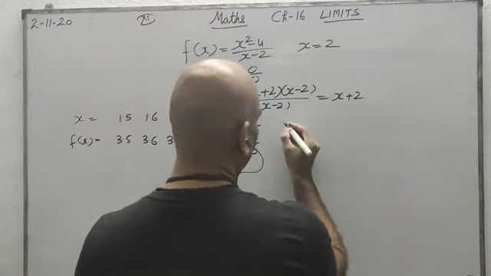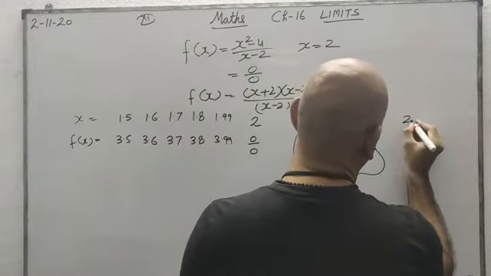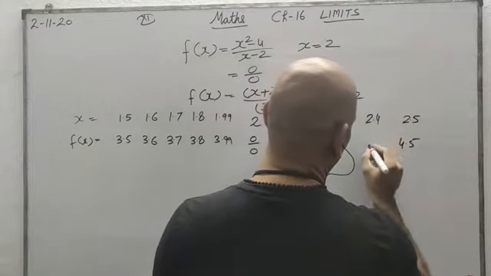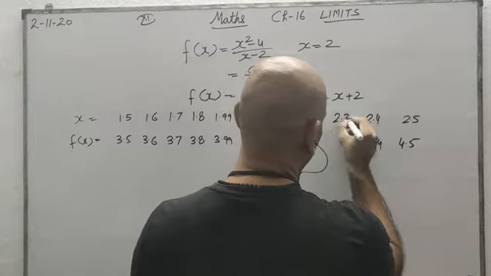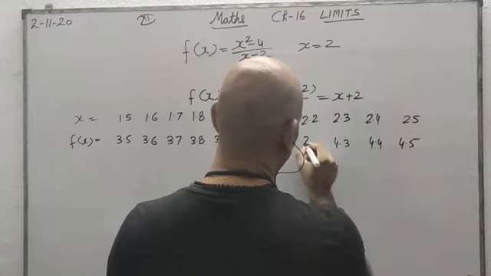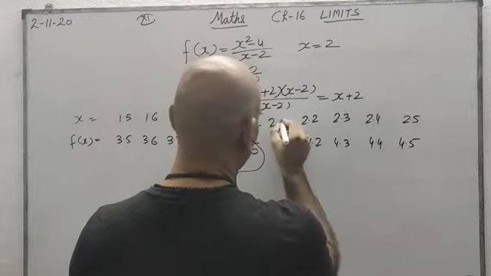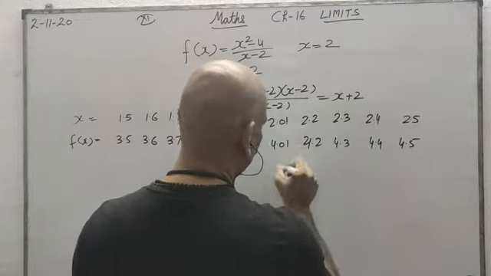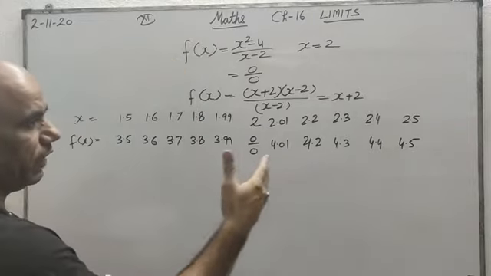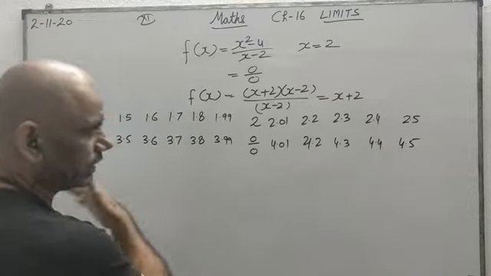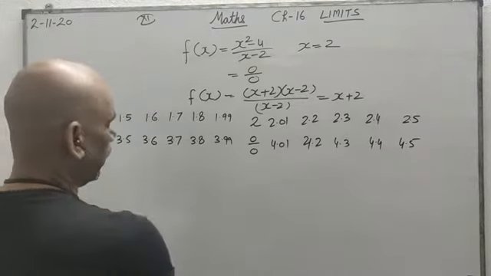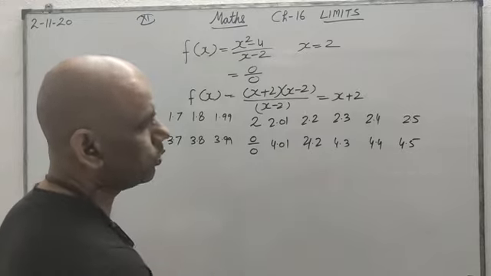Similarly, on the right hand side, if it is 2.5, then the value of function is 4.5; 2.4, 4.4; 2.3, 4.3; 2.2, 4.2; 2.01, then 4.01. So on the right hand side, what we can observe is that when the value of x is decreasing, the value of f(x) is coming closer to 4.